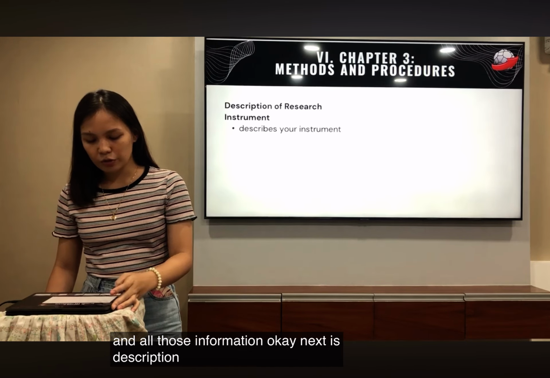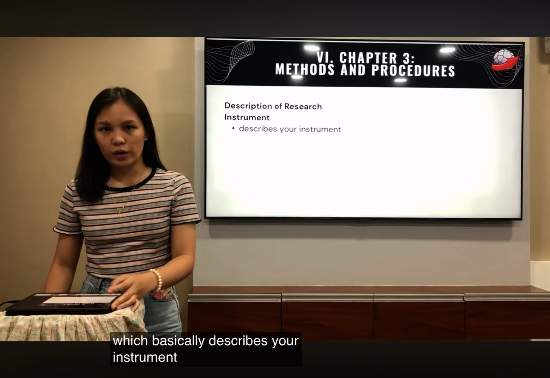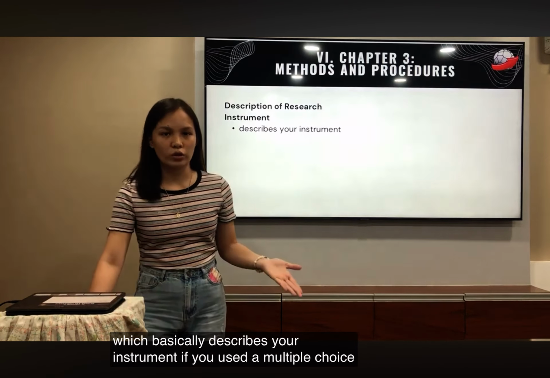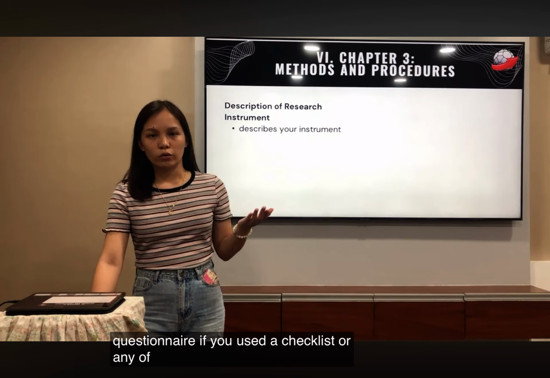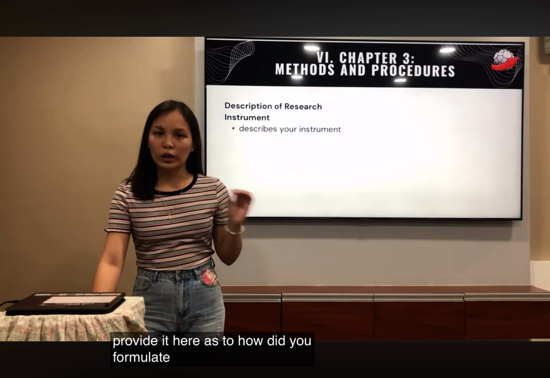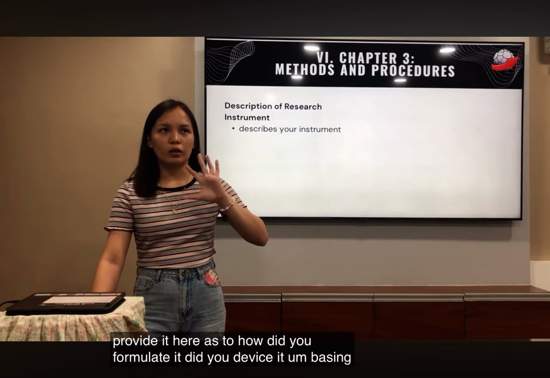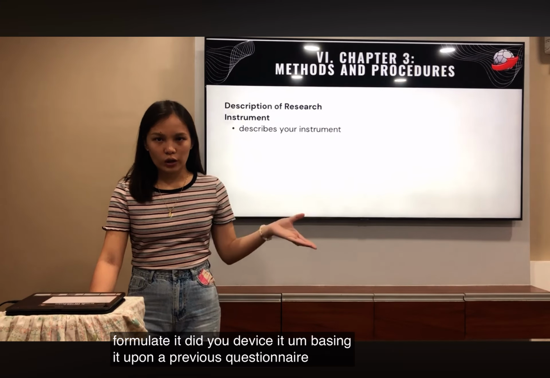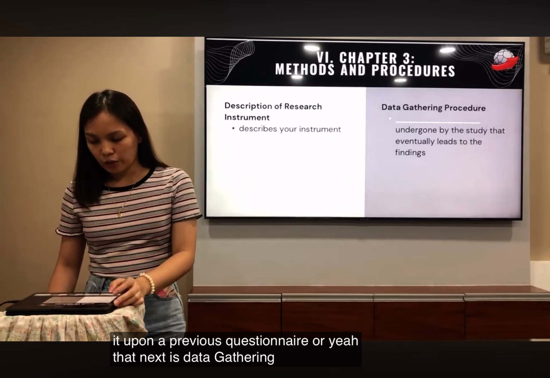Okay, next is description of your research instrument, which basically describes your instrument. If you used a multiple choice questionnaire, if you used a checklist, or any of those research instrument, you provide it here as to how did you formulate it, did you devise it basing it upon a previous questionnaire, or yeah. Next is data gathering procedure.